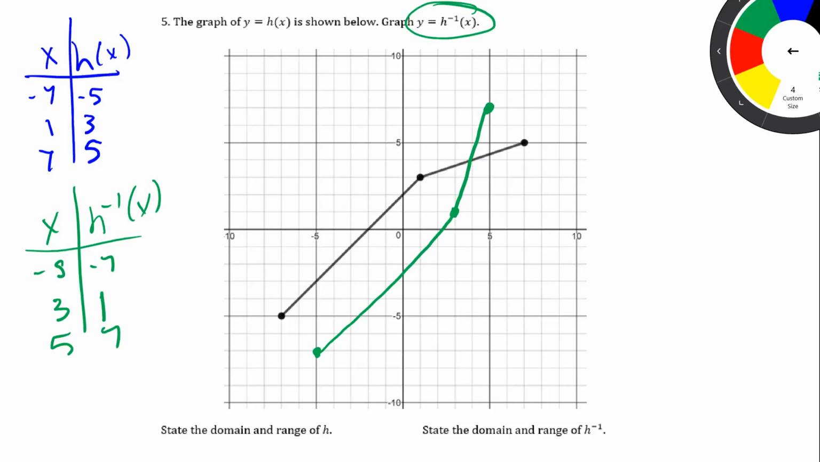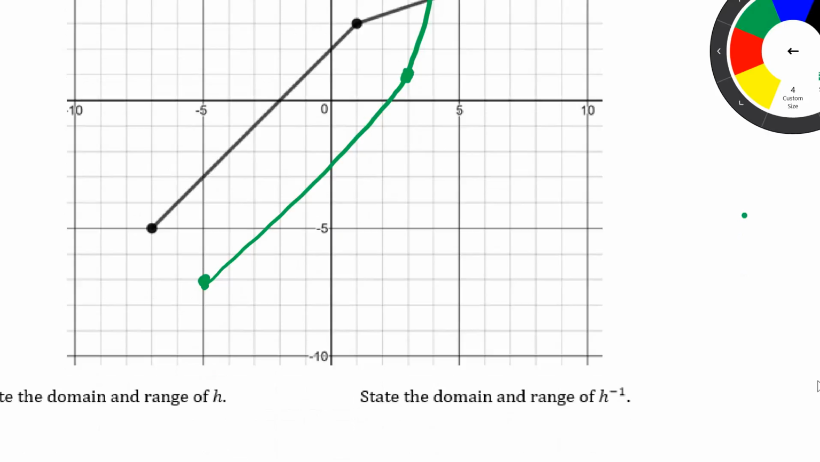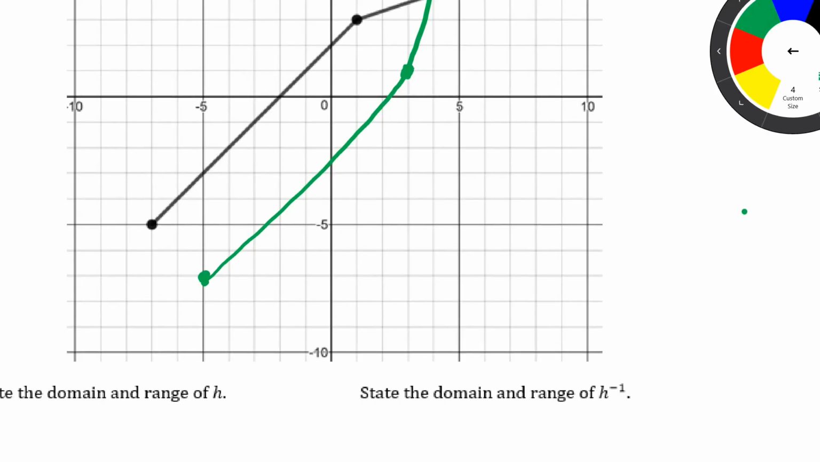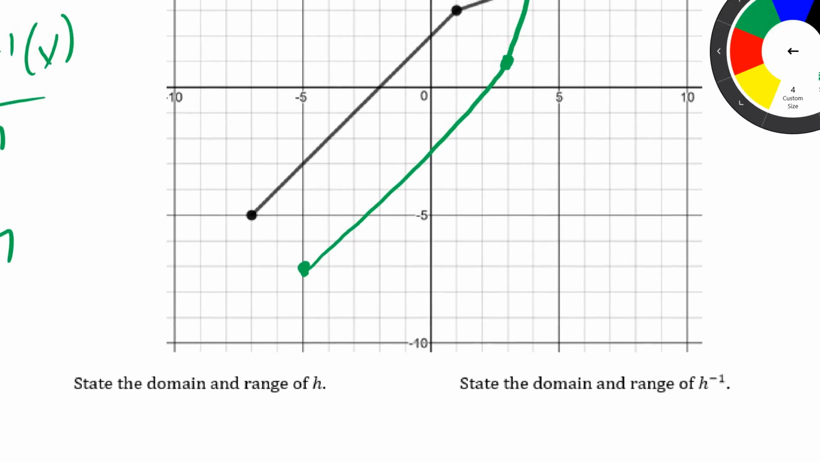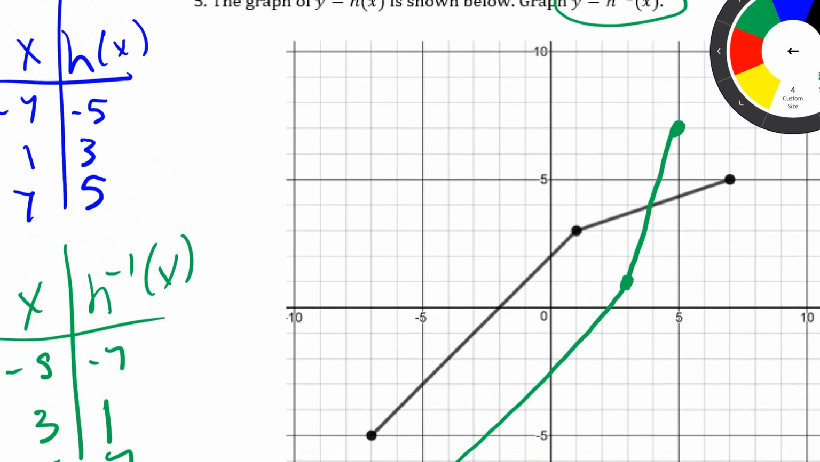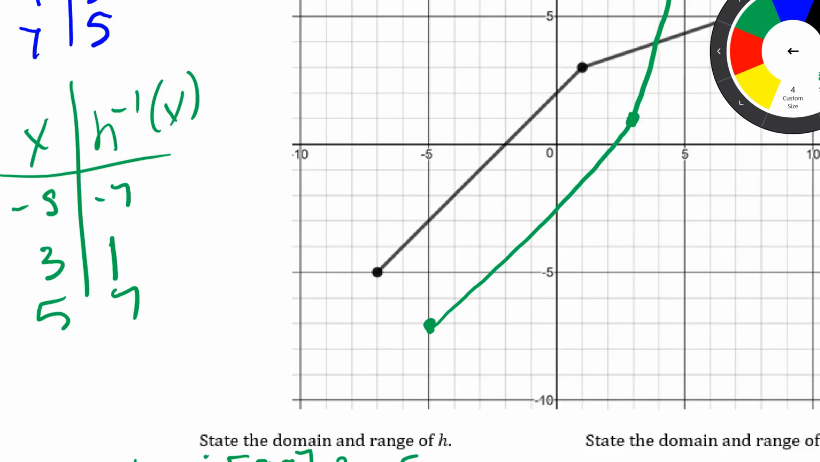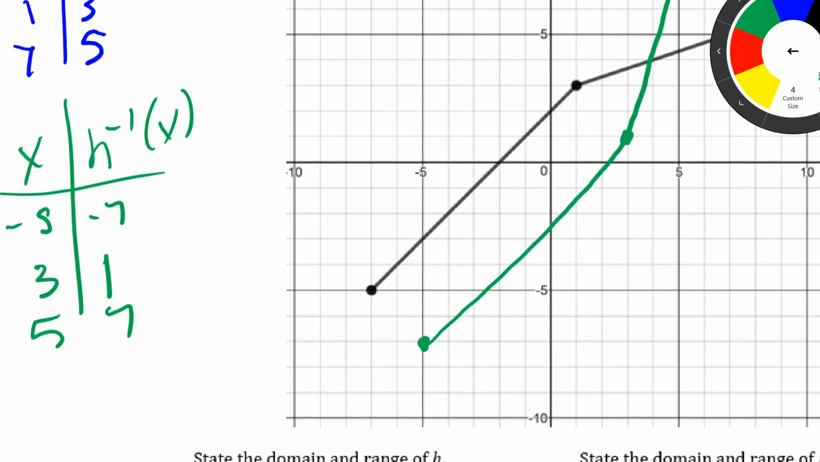Then it asks us to state the domain and range of h and the domain and range of h negative 1. So the domain and range, let's see. So if I want to find the domain of h, I can get right from this little graph here, or this table of values. The domain starts at negative 7 and goes up to positive 7, because the domain is the x values. The range, well, those are going to be your possible y values. So the range of h goes from negative 5 to positive 5.